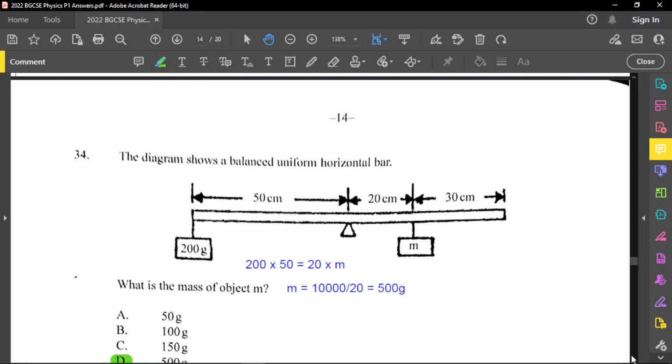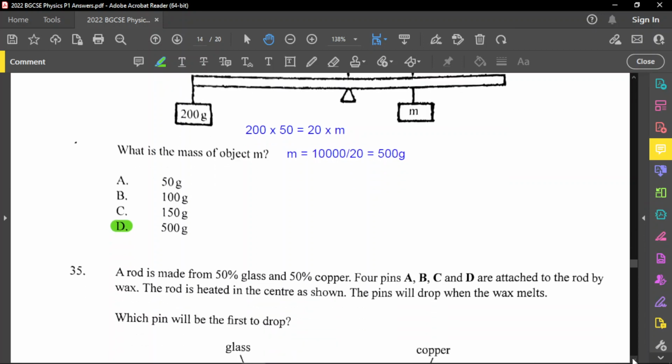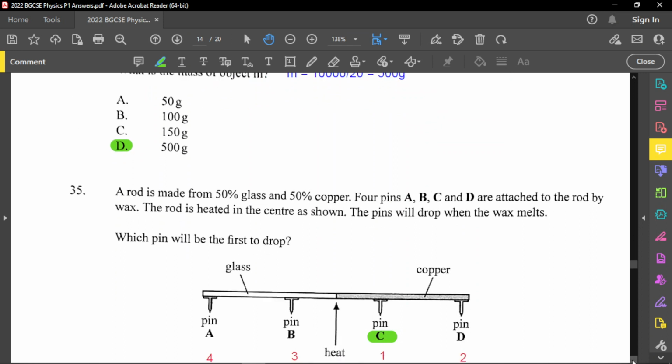Again, you can pause to make sure you understand, or at least know how to calculate a moment or find an unknown mass or unknown distance. Again, I have some videos on that. You can check them out as well.